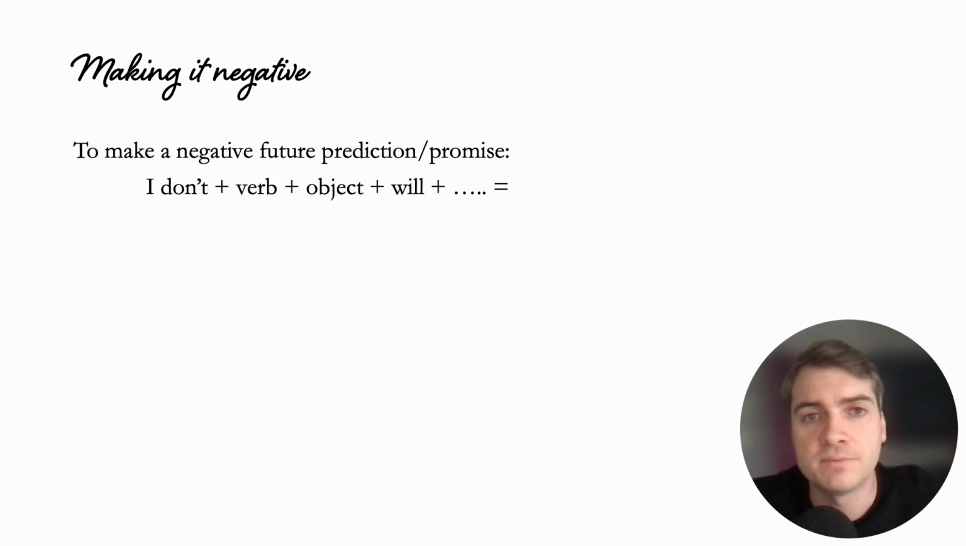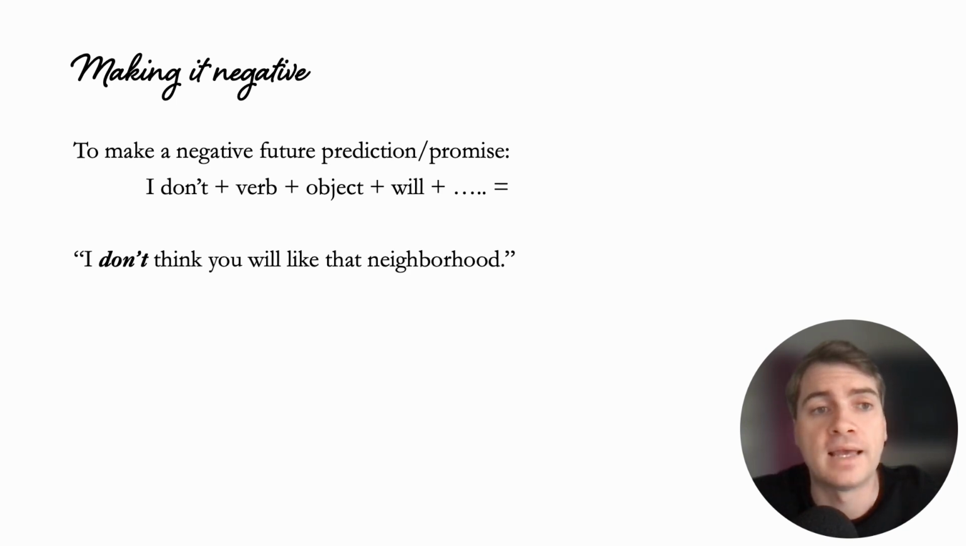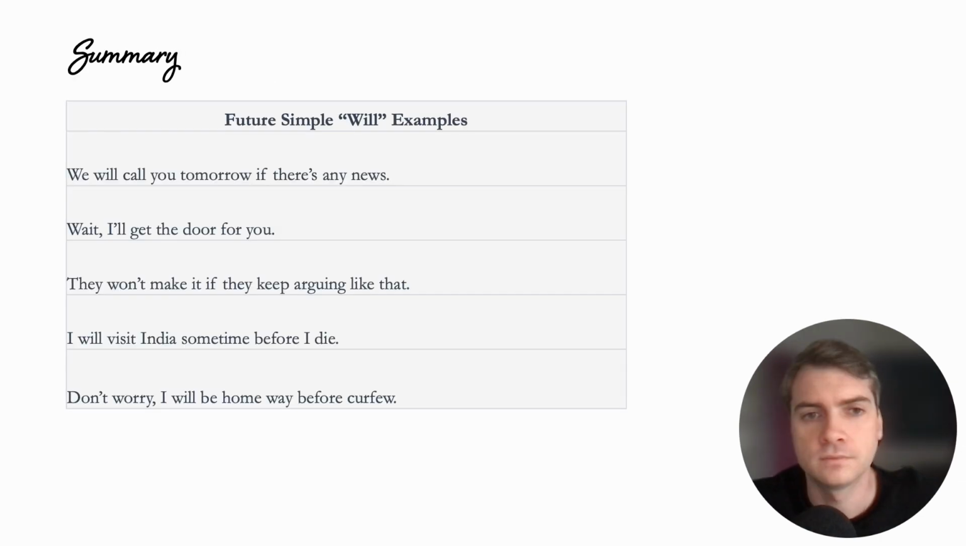You can also make something negative just by adding the word "don't" in front of the main verb, the same way that you would with most verbs. So, for example, "I don't think you will like that neighborhood." Okay. This works essentially the same, but you might say it or write it in this way if you want to put emphasis on the negative. Like, "I don't think you will like that neighborhood." Okay. Putting emphasis on that "don't," the negative part.